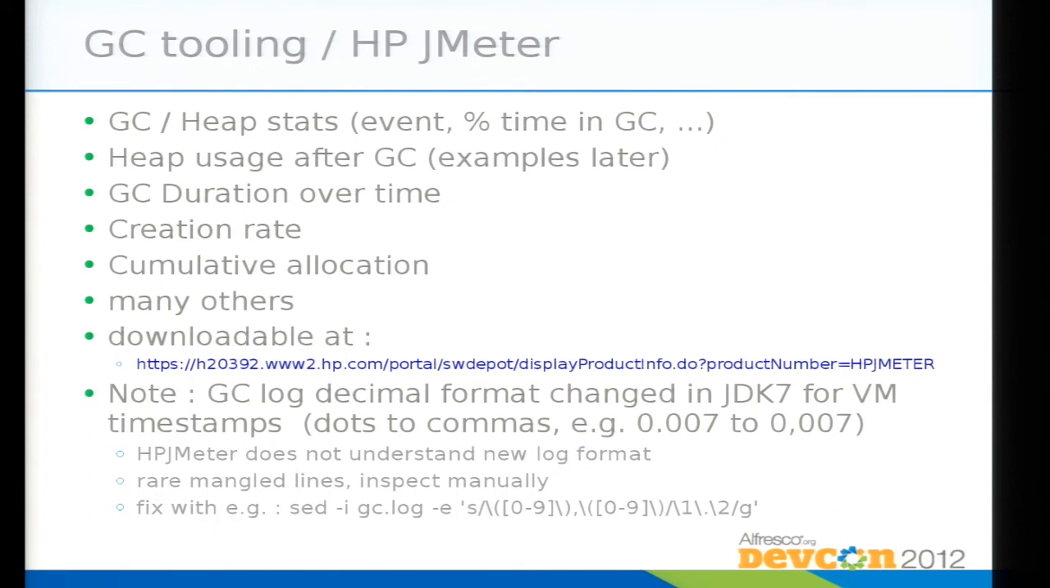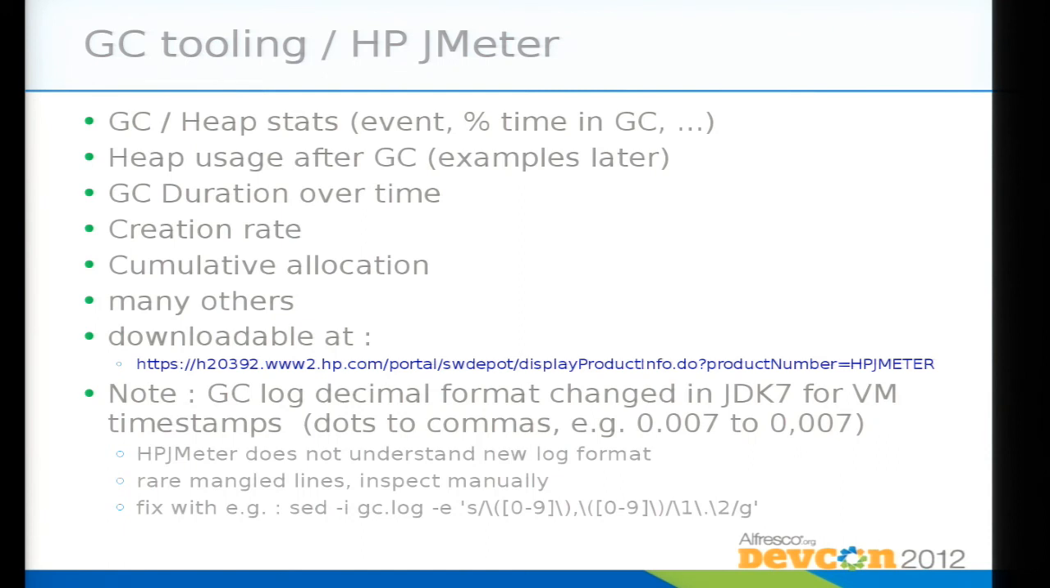Anyone has used that? No one. Okay, so it's free. It's available on the HP site, and you can find out some pretty cool graphs about heap usage after GC. We'll see that later. GC duration over time. What's going on over time? Maybe over a period of 1 week. Does my GC slow down for some reason? Creation rate, meaning how fast am I allocating objects over time? Am I hitting hardware limits for some reason?